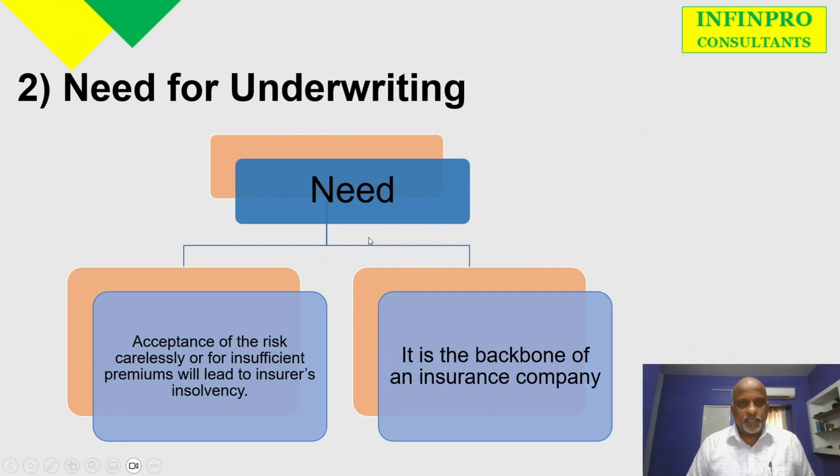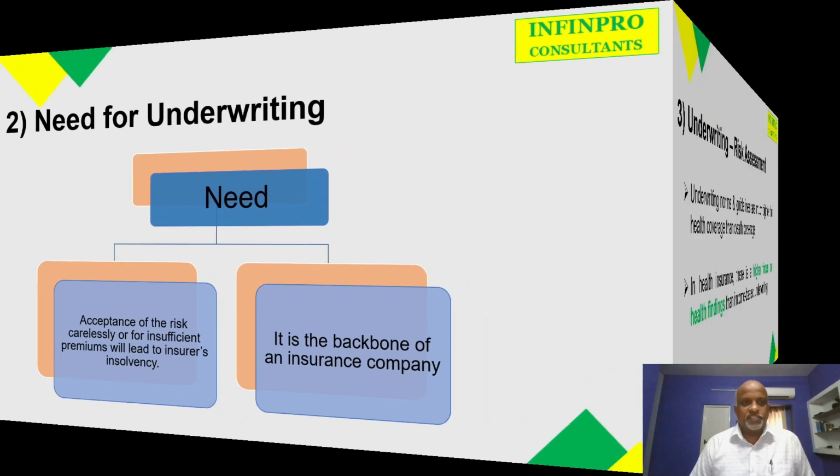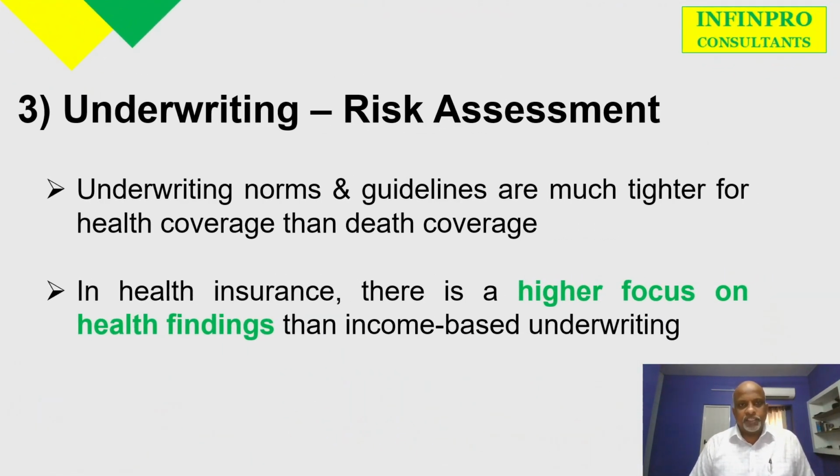What is the need for underwriting? First and foremost, we should know that the risk has to be assessed carefully and with sufficient information the policy is to be issued, and underwriting becomes the backbone of an insurance company because selection of wrong lives will lead to too many claims leading to loss of the organization. So underwriting's primary focus is risk assessment.